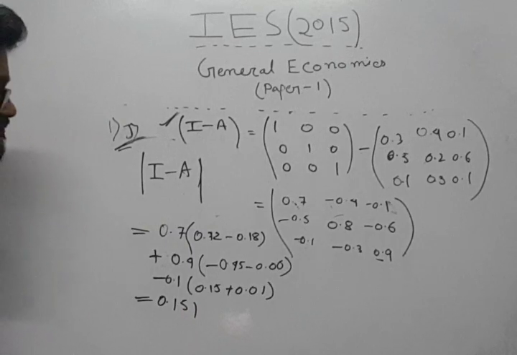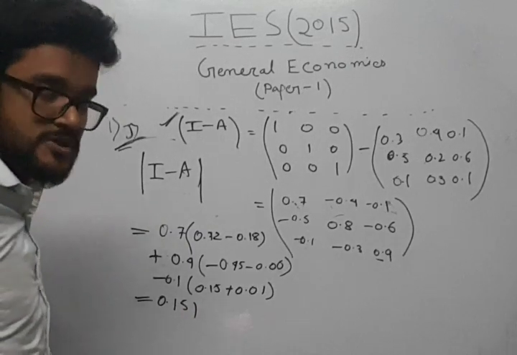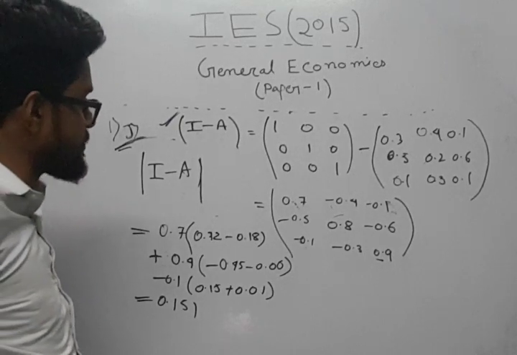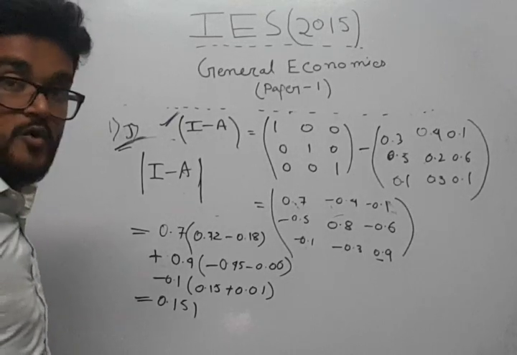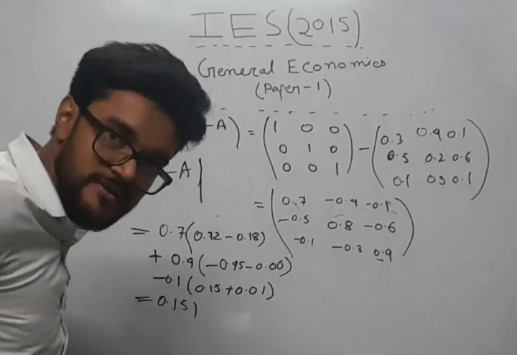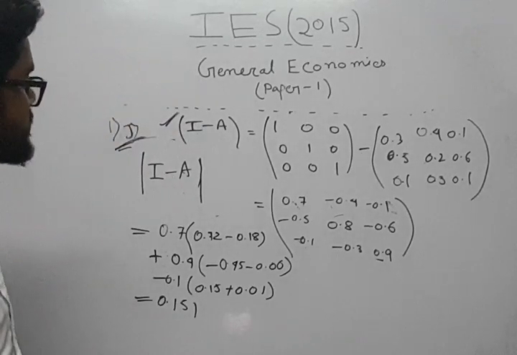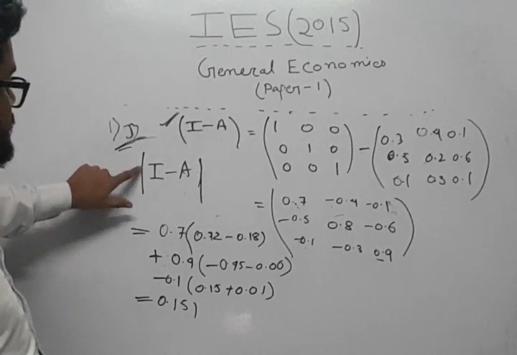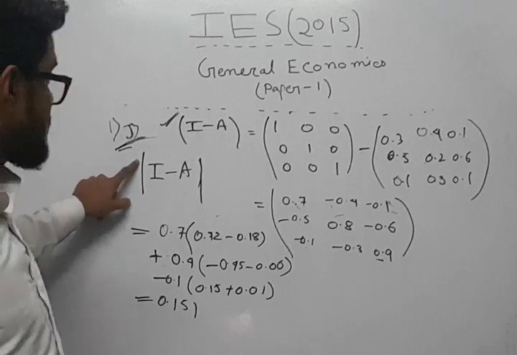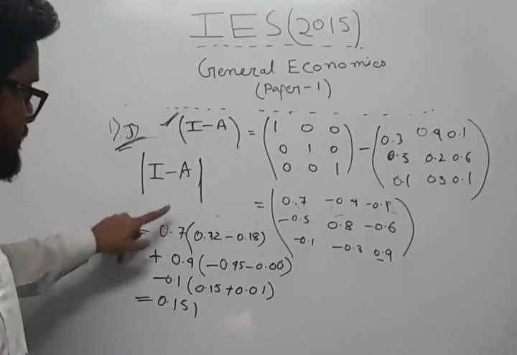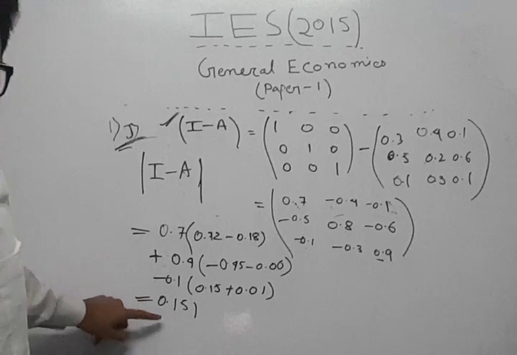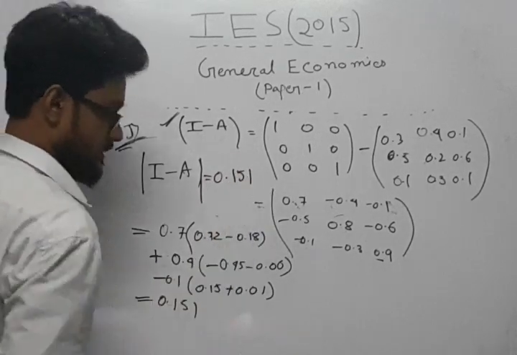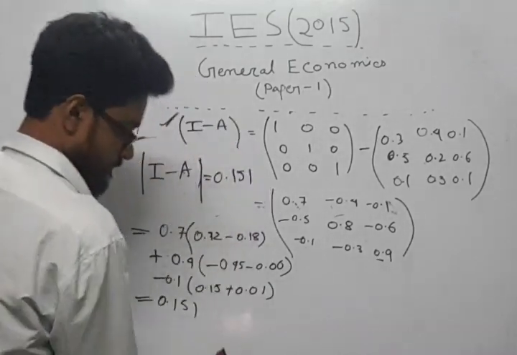Now if you solve this, we'll get the value 0.151. Given the time constraint, we are not explaining with too much detail. What we have to understand is that we have to find the value of x. In order to find x, we first have to find I minus A in matrix form, and then find it in determinant form, which is modulus of I minus A. So we have found this value to be 0.151. Now I'll rub this off.